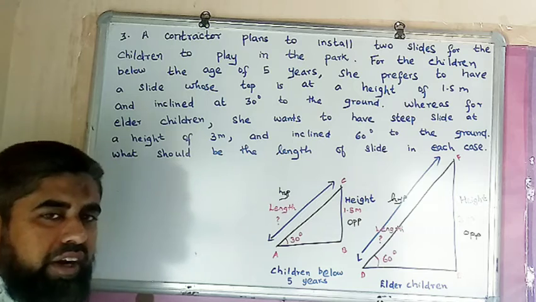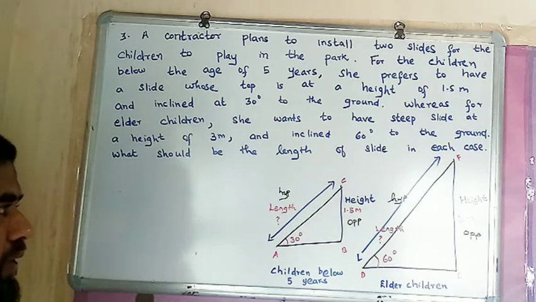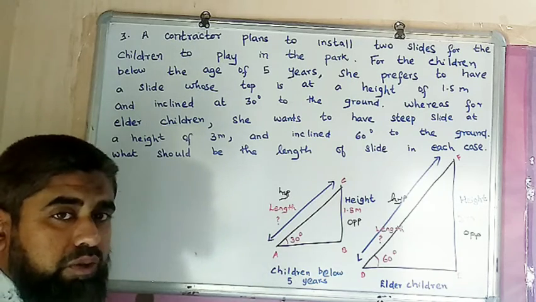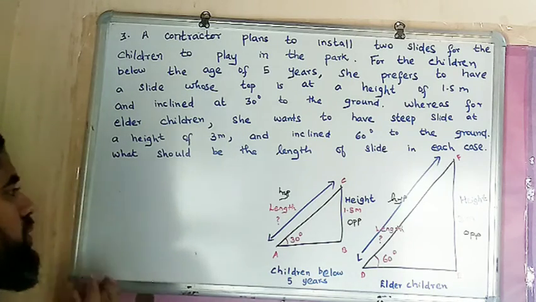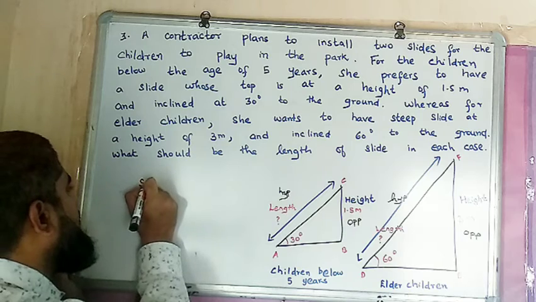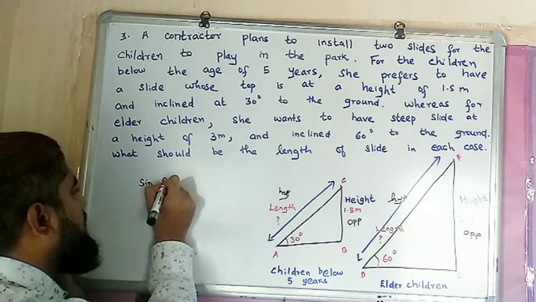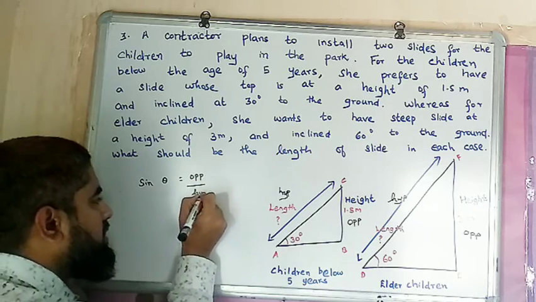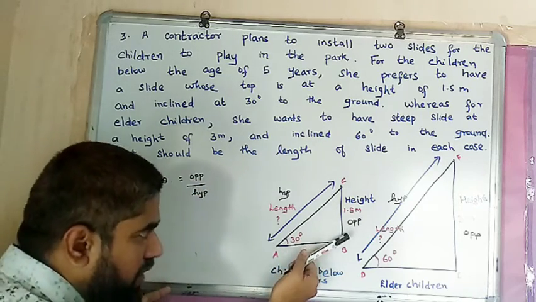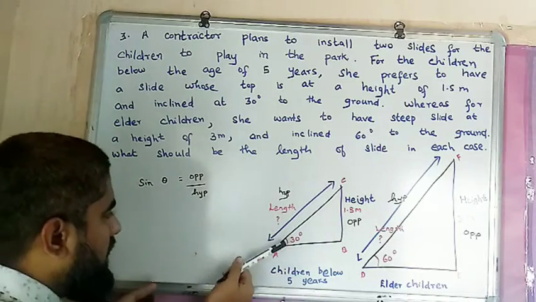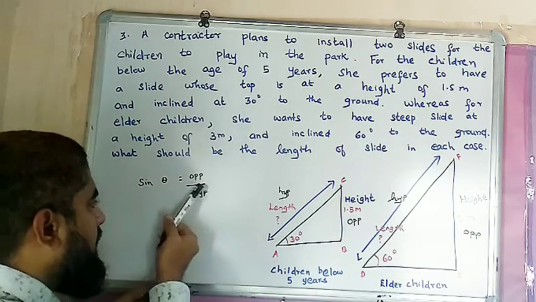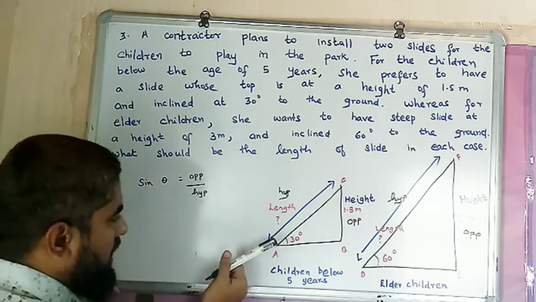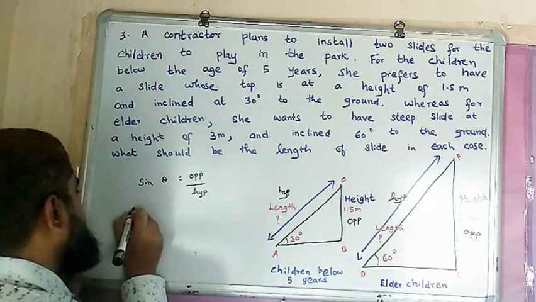So in trigonometric ratios, we have the ratio of opposite and hypotenuse for sine theta. Yes, for sine theta, it is opposite by hypotenuse. I am writing sine theta because one value is given and the degree is given, and we can find the other value by using these. So the degree is 30 degrees for the first case.